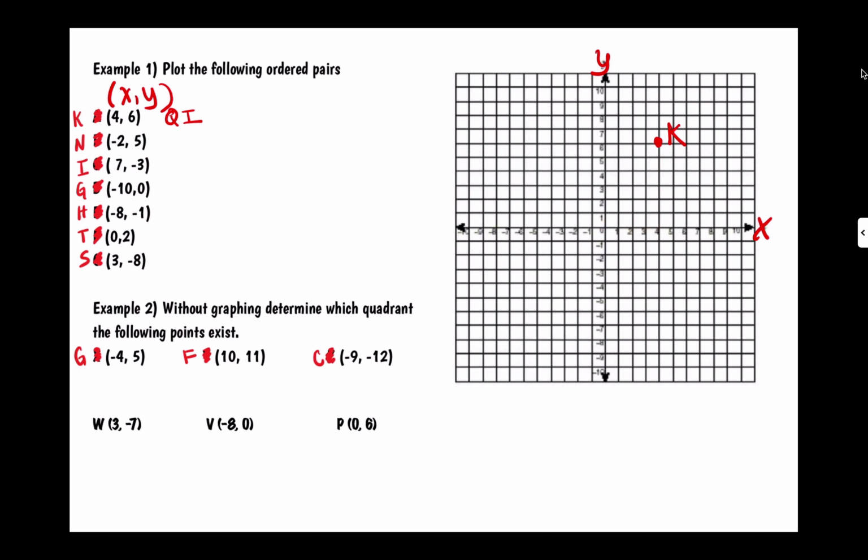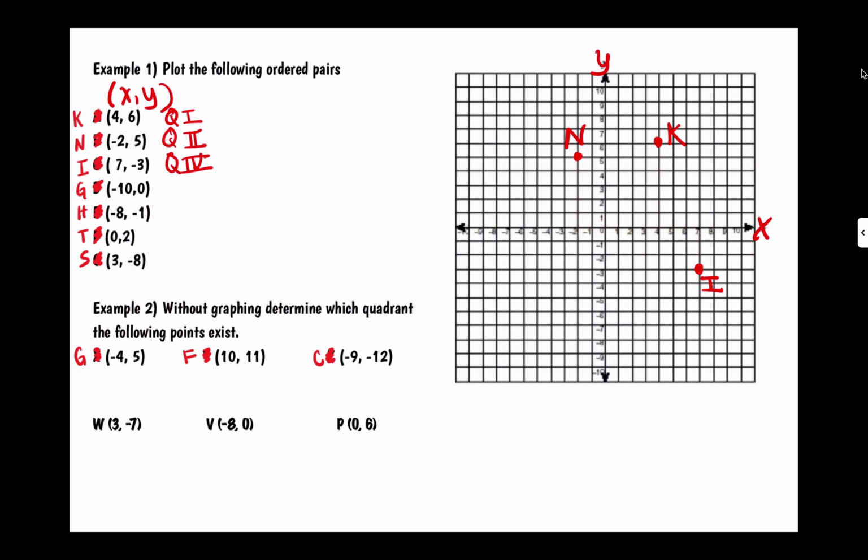N is negative 2, 5. So you start at 0, 0, go back 2, up 5. And that is in quadrant 2. I is at 7, negative 3. So start at the middle, count over 7, down 3. And that's in quadrant 4.